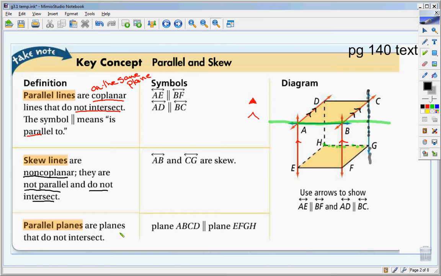Parallel planes are planes that don't intersect. So you'll notice here they said plane ABCD, and they've kind of shaded it in yellow here. ABCD is parallel to plane EFGH. In other words, these two planes would go on and on forever, and they would never intersect. A concept of parallel planes in the classroom would be the floor and the ceiling, the front wall and the back wall. Everybody good?